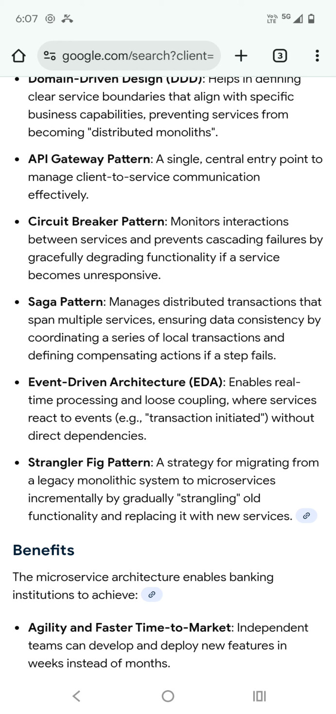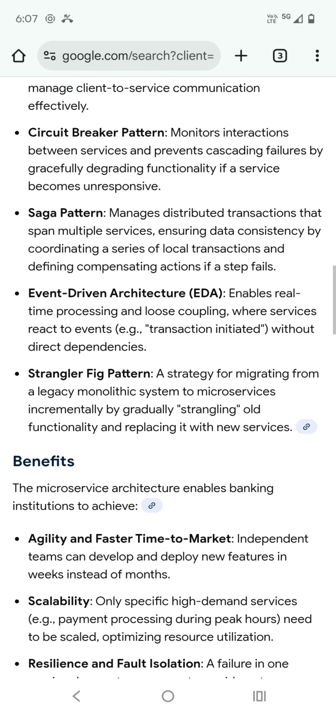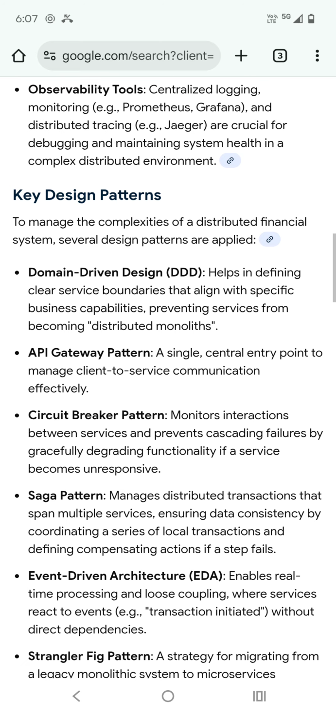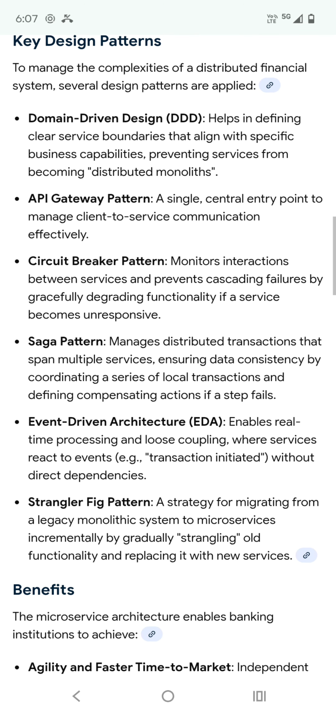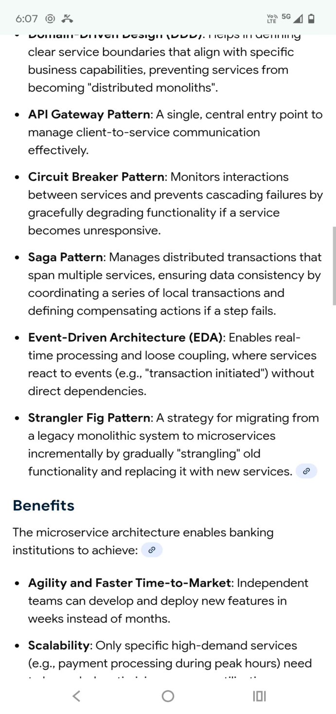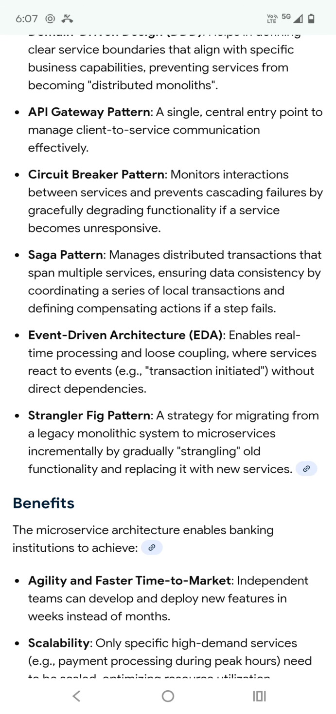Okay. And the next design pattern is the strangler fig pattern. We generally consider this the second design pattern after domain driven design, because whenever you want to migrate a legacy monolithic system to microservices architecture, you cannot do it at a time. You have to go step by step.